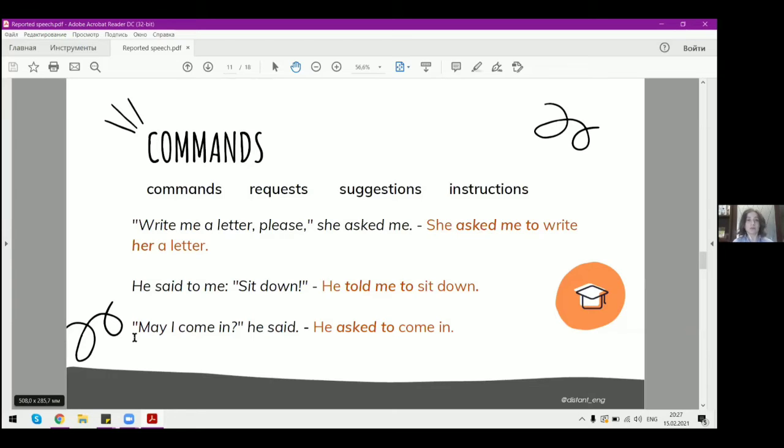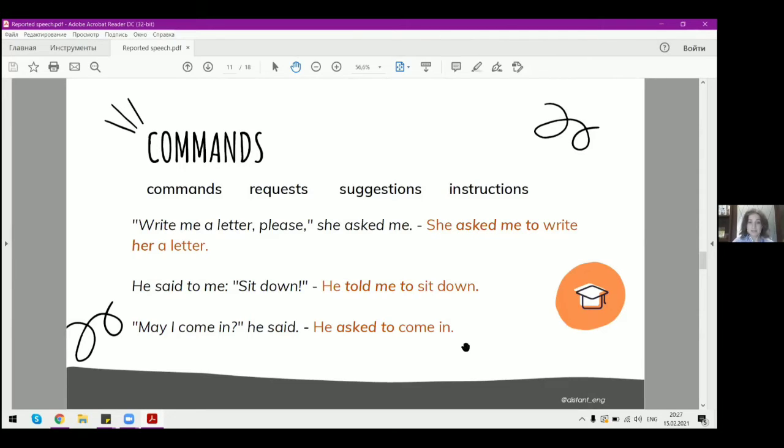The next thing: when we are asking for permission, when we would like to do something but we need someone else to agree with that. We are saying, "Can I come in?" or "May I do that?" We won't say, "I asked him if I can." No, we consider it to be a polite request. Should I come in? May I come in? That's why we are transforming it into a simple sentence as a reported speech command.